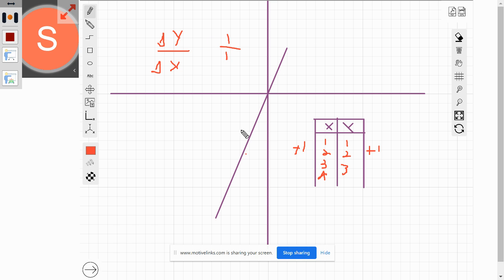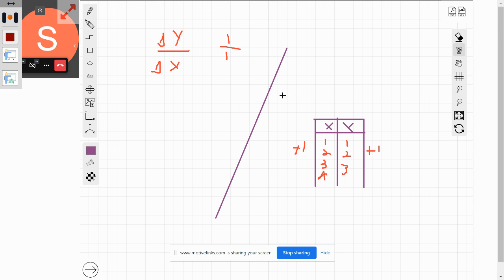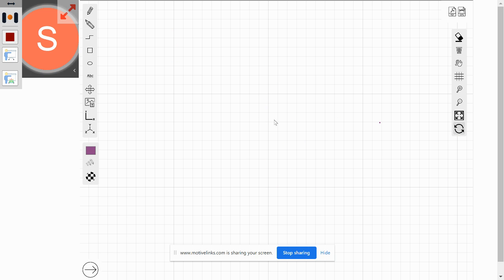So this line is not correct. So we're just gonna trash them out. So a line which would fit that would be like a line with a slope of 1. Okay. So now let's move on to, let's see.